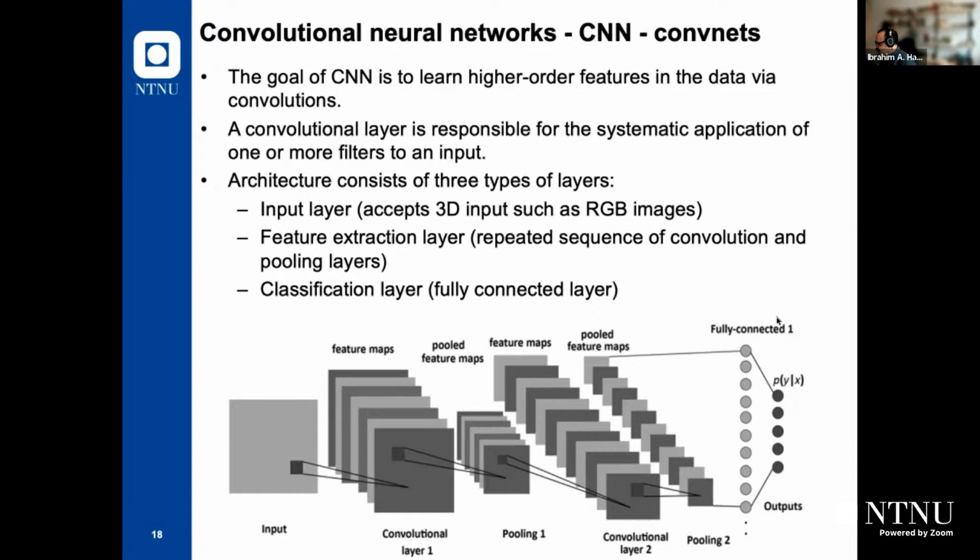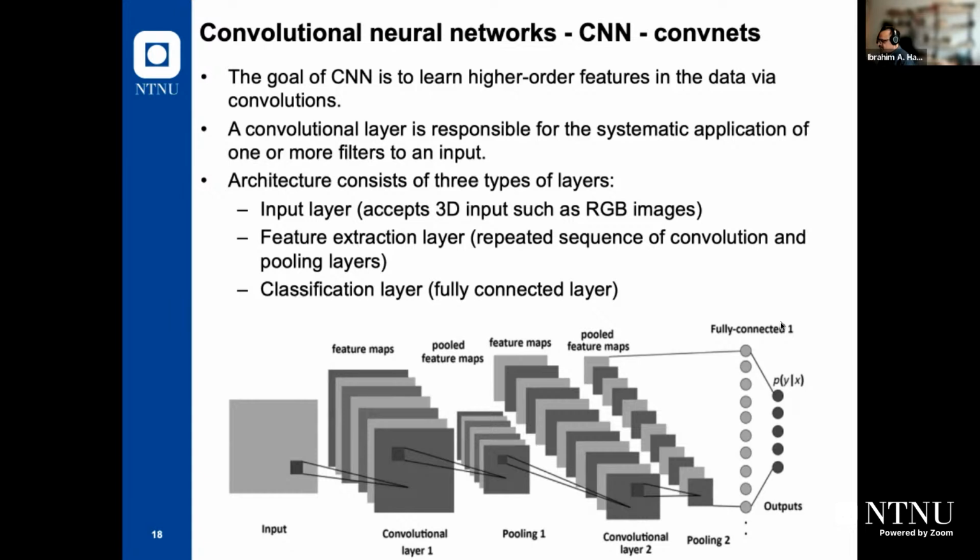The convolutional layer is responsible for the systematic application of one or more filters to an input. It will apply a number of filters to the input image and try to extract some features using those filters. So the architecture consists of three types of layers. Any deep learning model consists of input layers, which accept only 3D input, such as an RGB image, and deliver it to the next layer. Then we have the most important part, the feature extraction layer. This is the convolutional part, a repeated sequence of convolutional and pooling layers to extract higher dimensional feature maps from the raw input.